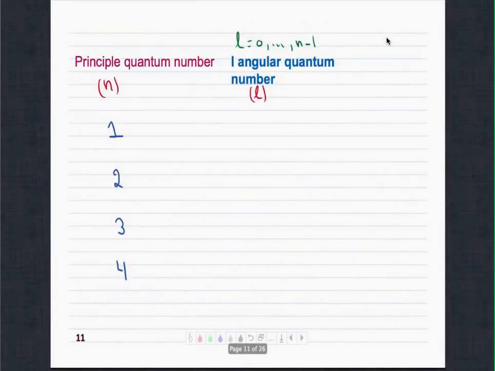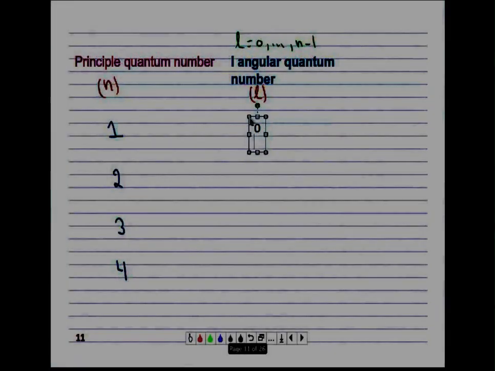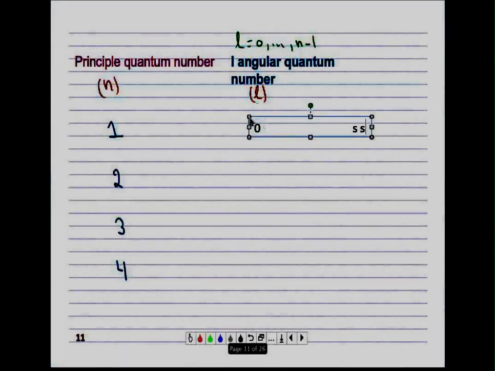Okay, so let's begin. We said that L depends on N. For N equal 1, that means we're talking about the first shell, the closest to the nucleus. L can be any value from 0 to N minus 1, that means 0. What does L equal 0 imply? It's an S. So, in the first shell, which is the closest to the nucleus, we have only S subshells.